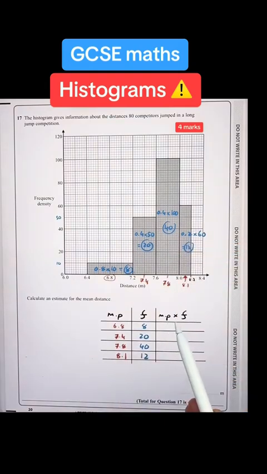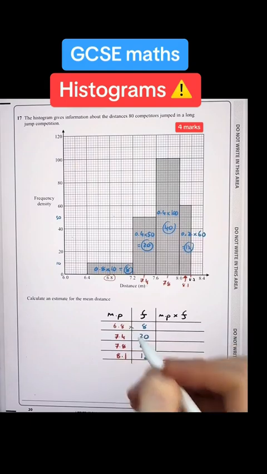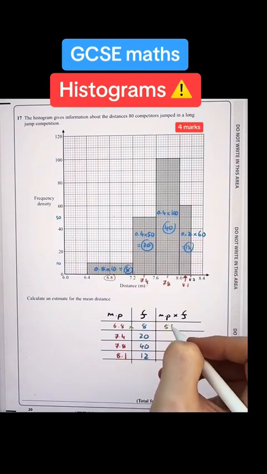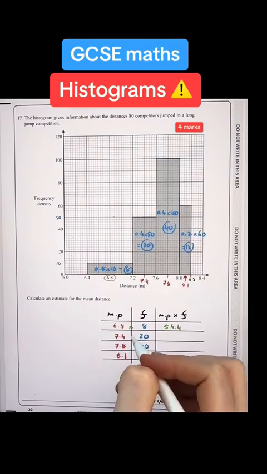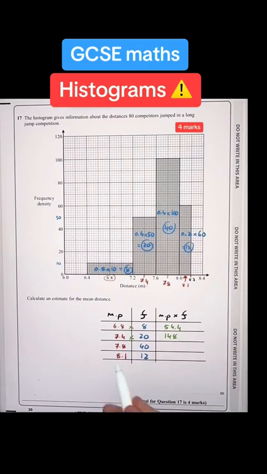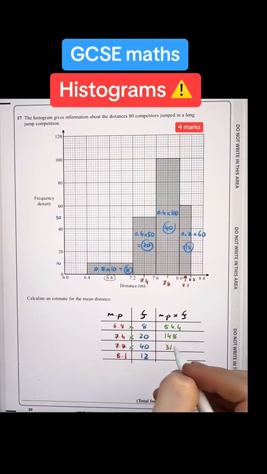I now do the midpoint multiplied by the frequency for each row separately. Look at my first row here. I'm going to have 6.8 multiplied by 8, which gives us 54.4. Look at my next row, I'm going to have 7.4 multiplied by 20, which gives us 148. Look at my next row, I'm going to have 7.8 multiplied by 40, which gives us 312. Look at my final row, I'm going to have 8.1 multiplied by 12, which gives us 97.2.